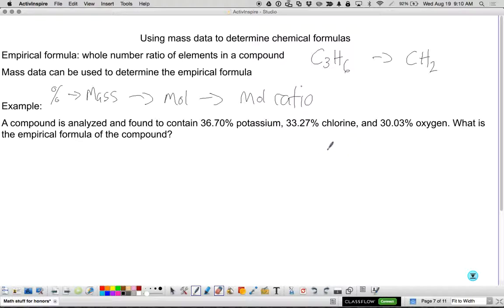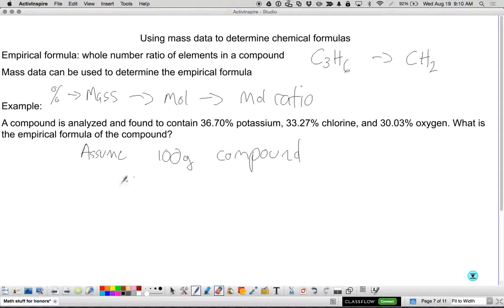If you have percentages like this, the first thing you need to do is get those percentages to masses, and then mass to moles. The way you're going to do this is you're going to simplify the problem, and the best way to simplify it is to assume 100 grams of compound. That turns this into a fairly straightforward and doable problem. So I'm just going to do this one, and you'll see what we're doing as we go through.